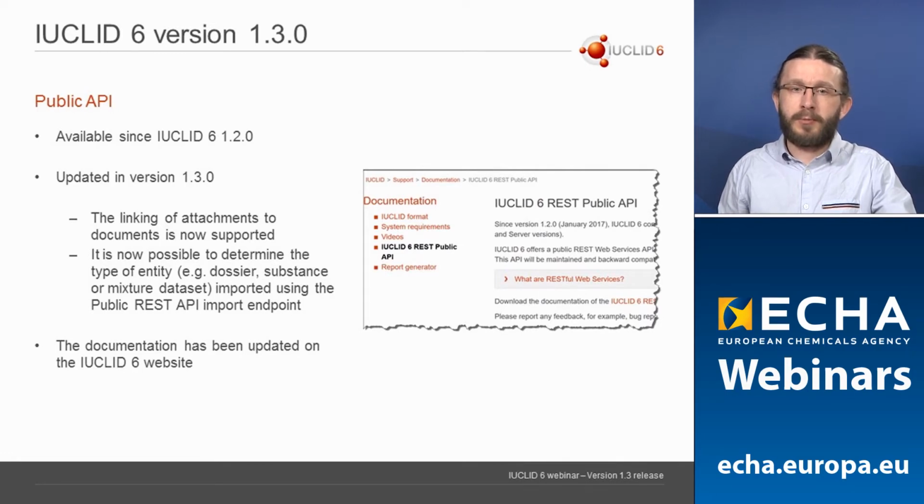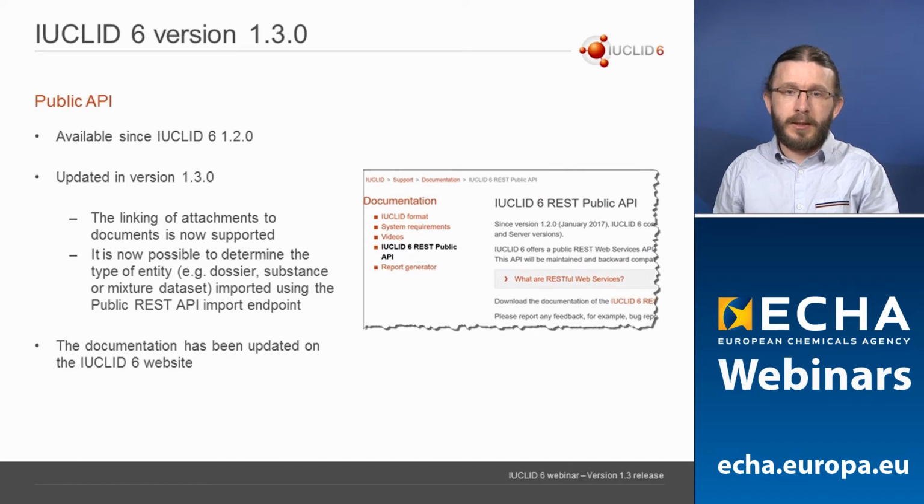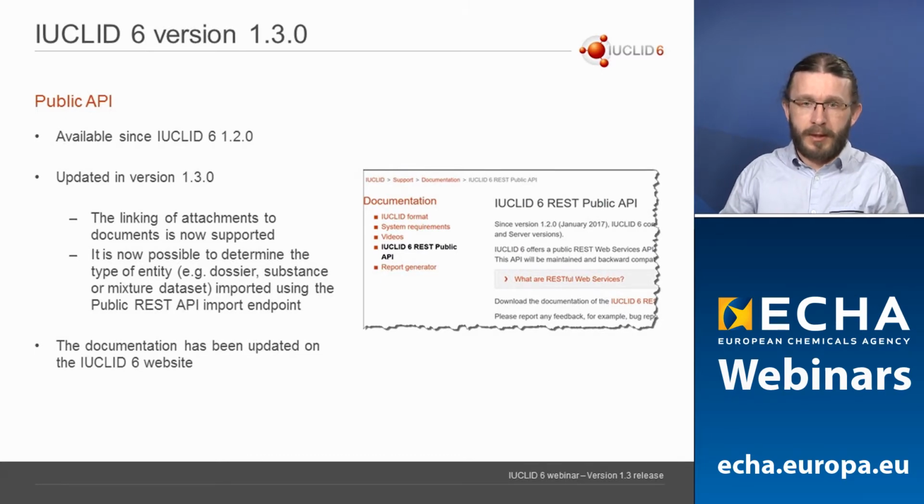But we have improved, for example, the possibility to link attachments to documents, and also to know which type of entity is imported using the public API for Euclid. So the documentation that is available on the website under support documentation has been updated accordingly.